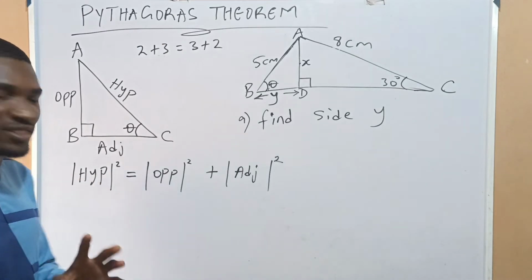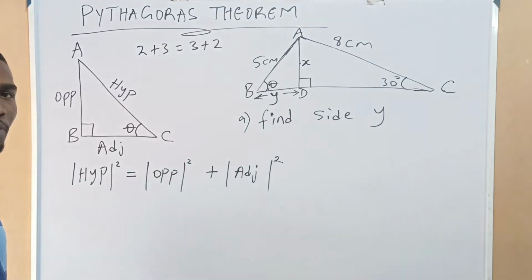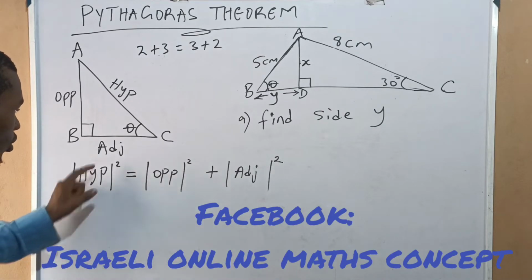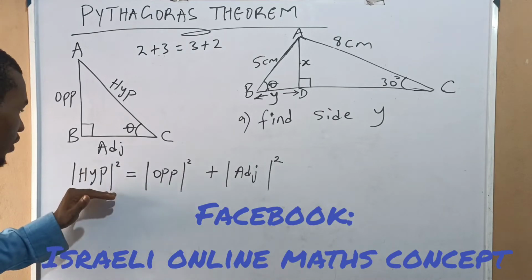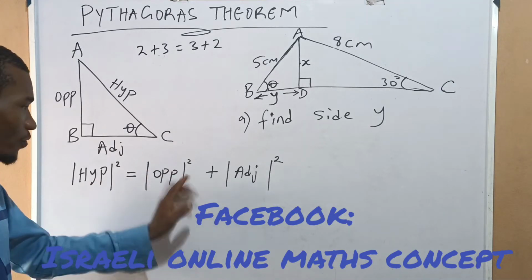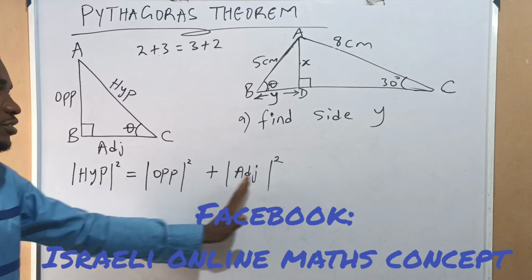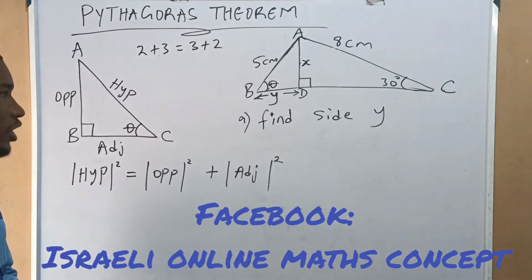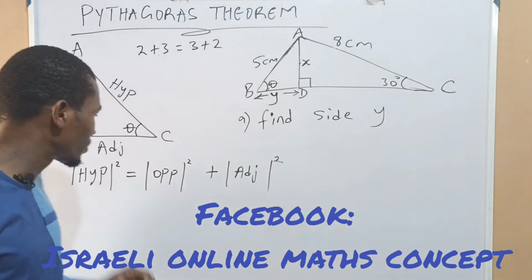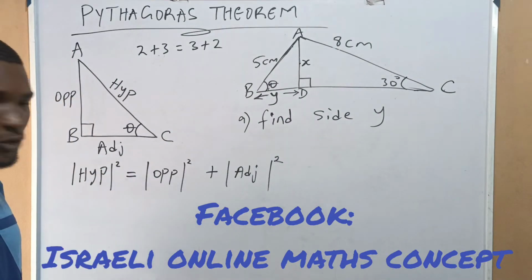The most important thing is to state your theorem, which is Pythagoras theorem, correctly. That the square of the hypotenuse side of a given right angle triangle is equal to the sum of the squares of the other two sides of the triangle. Alright, we want to go into solving a practical problem using Pythagoras theorem.